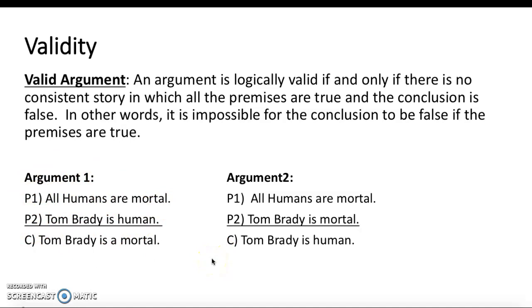In order for an argument to be invalid, what that means is that the conclusion of the argument is not guaranteed by the premises. In other words, it's still possible that the conclusion could turn out to be false, and that's what we see in argument 2.